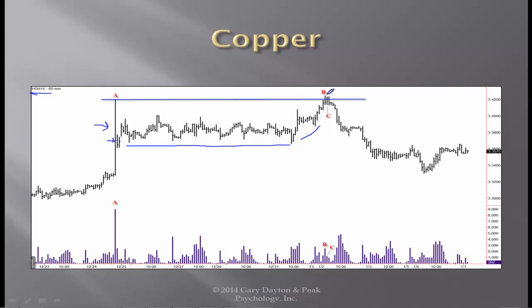Look at the price bars. Look at B. We pop up above the high of A and then close below it on volume. Then C tries to go back up above, and look at the volume. It's no demand up there. So on the next bar that comes down, there's your short right in here. That was a nice trade.